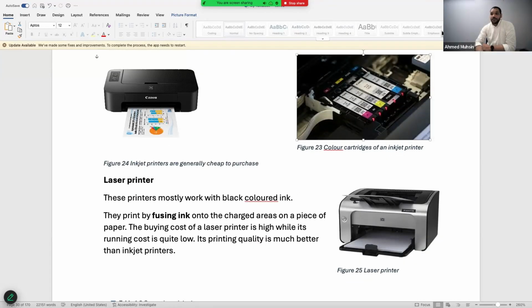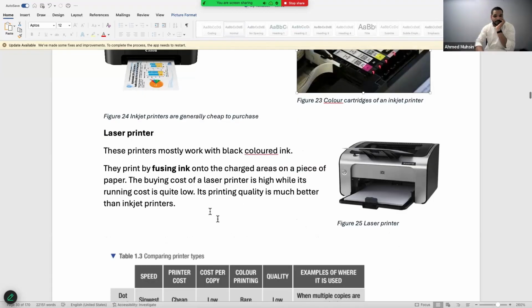Laser printers. So if you think about Platinum, in the back office, we have 2 massive printers. Both of them are laser printers. These books were produced using laser printers. Everybody okay with this? So can you guys read the first sentence? Mostly work with black colored ink. Laser printers, there are colored laser printers, but mostly they only support black color. Are we okay with this?